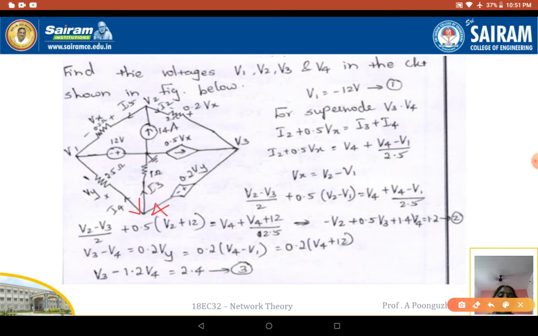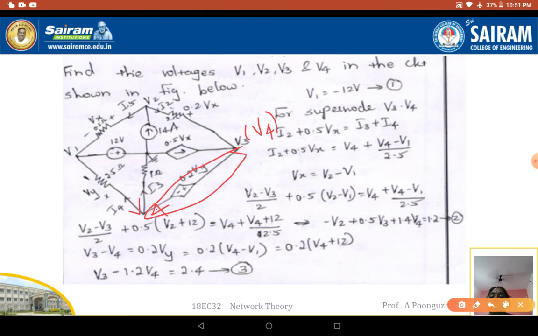When I see a supernode, the incoming current is going to be 0.5 Vx and I2. So 0.5 Vx plus I2 is the incoming current. The outgoing current, since this is a supernode, V3 and V4 are going to be the same node, so it is going to be I4 plus I3. What is I4? I4 is nothing but V4 minus V1 divided by 2.5. In this case I3 is V4 minus V5 divided by 1, that is V4.